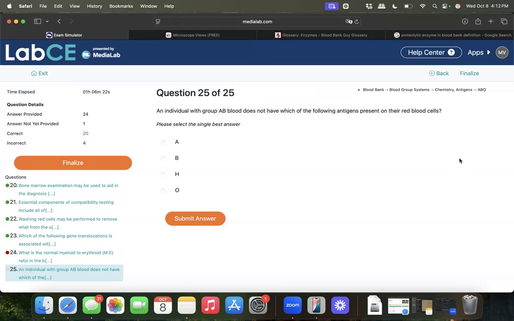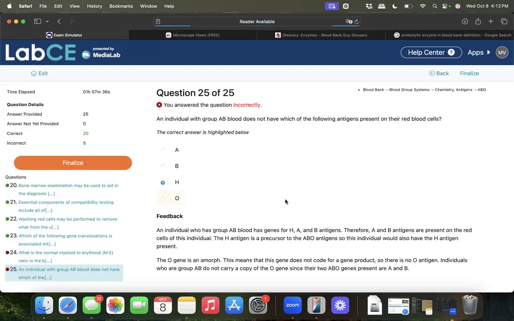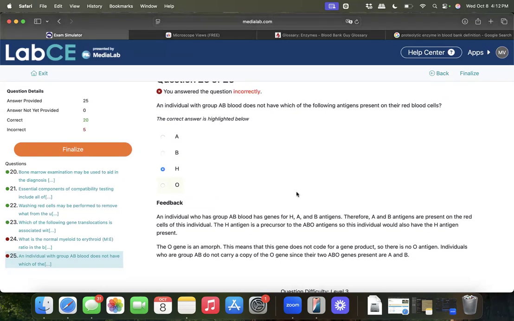O is not an antigen, right? We call someone group O denoting that they lack both A and B antigens. But since there's A and B, the start of that is the H antigen, with the terminal sugar of N-acetylgalactosamine and then galactose, so they would lack that H. Oh, what? It was O?